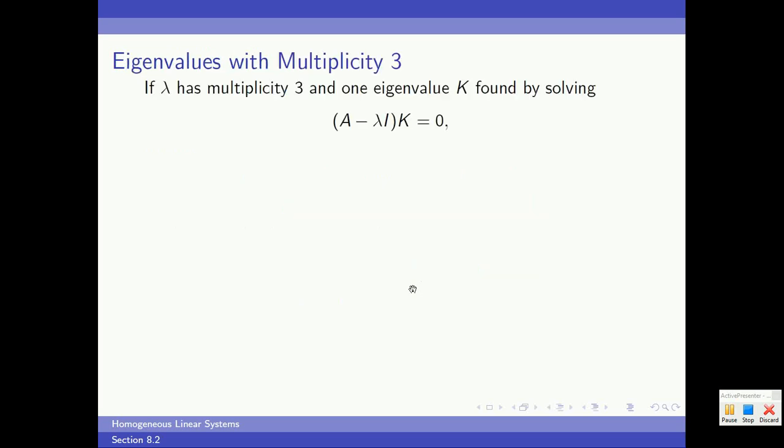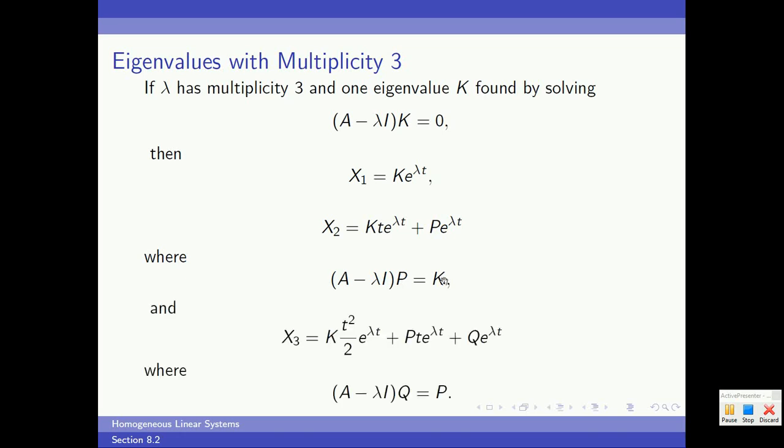Okay, so if lambda has multiplicity 3, and only has one eigenvalue, we find that first eigenvector the same way. And here's our x1. We find the second solution by setting up this, where our p goes here, where the k was, and our right-hand side becomes k. And guess how we find our third one? Our third one, now the p becomes the right-hand side, and q is here. So this is how we find our third solution. So each one goes up by 1 power of t and is divided by that factorial. So t squared over 2 factorial.